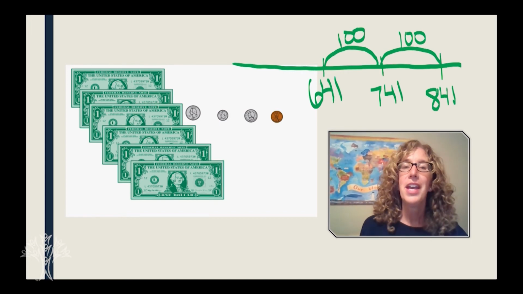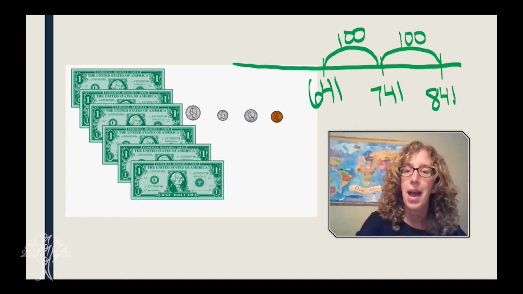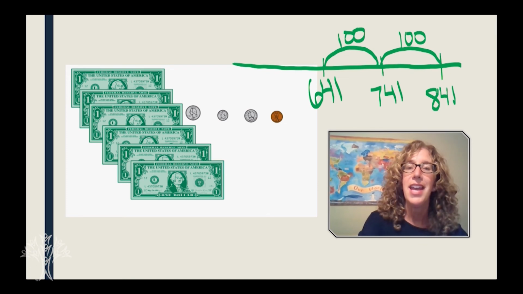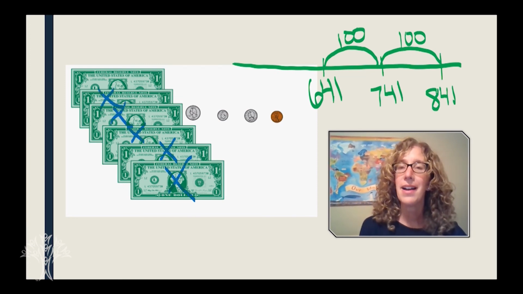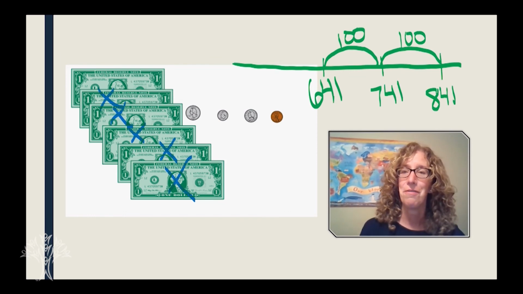641. You can continue jumping backwards on your number line until you subtract all of these dollars. And you are back where you started with 141 cents.